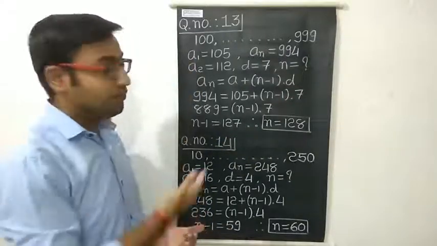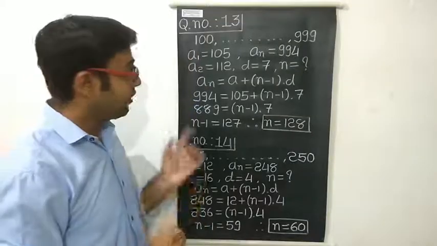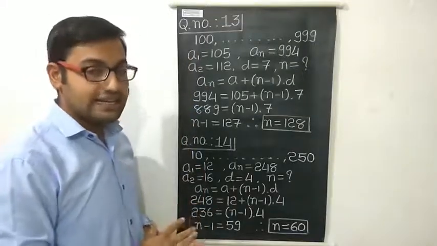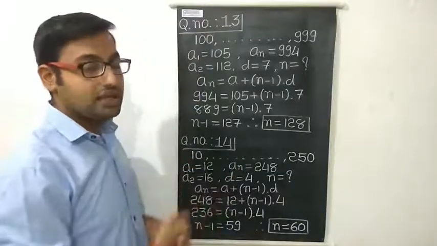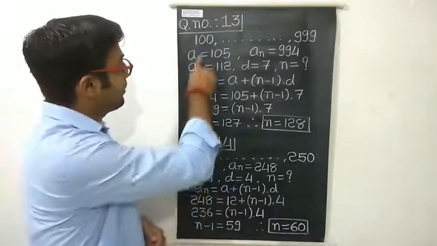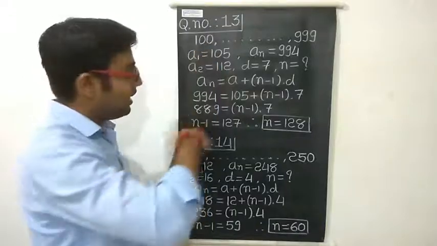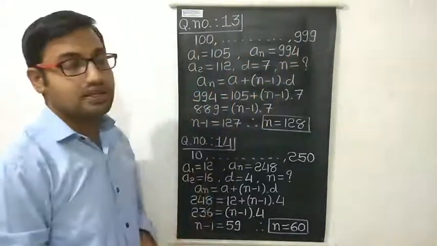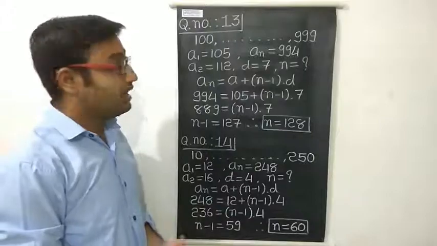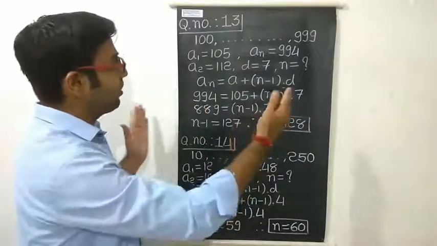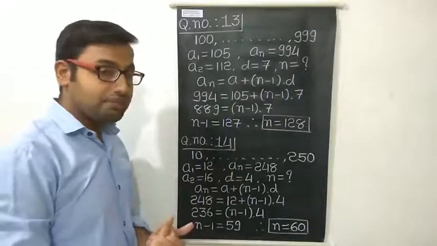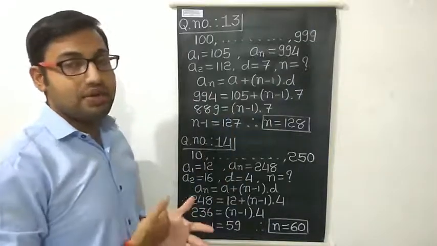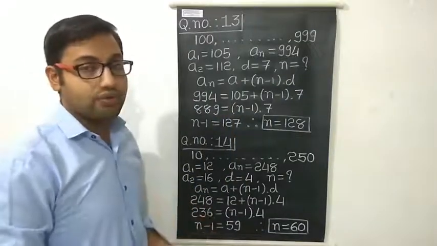Again here, the previous number of 100 is 99, and 99 is a 2-digit number. In the question, we are given that we have to consider only 3-digit numbers. So the first 3-digit number is 100 and the last 3-digit number is 999. Now out of all these numbers from 100 to 999, how many numbers are divisible by 7, that we have to find out. Right?